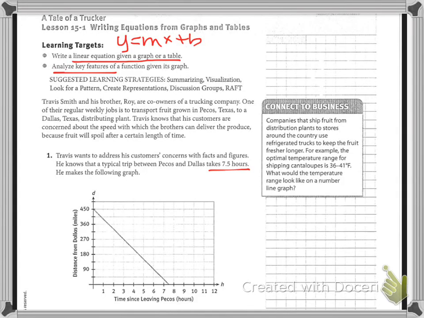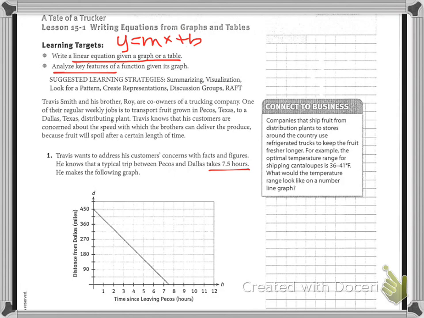All right, guys, so we are going to start talking about some more linear equations in real-life situations and their key functions. Remember, a linear equation is y equals mx plus b. So this talks about Travis Smith and his brother Roy, who are co-owners of a trucking company. One of their regular weekly jobs is to transport fruit grown in Pecos, which is south, to Dallas, which is north, to the distributing plant.